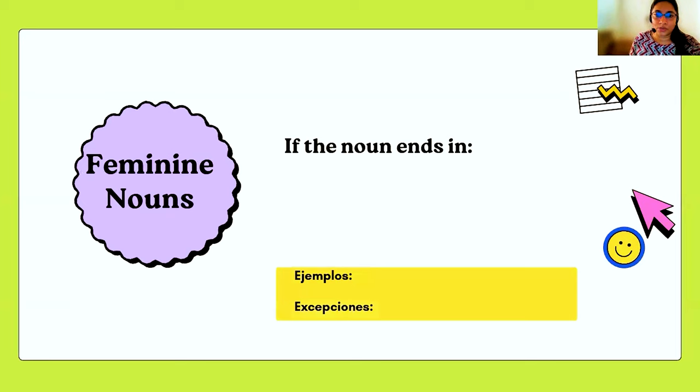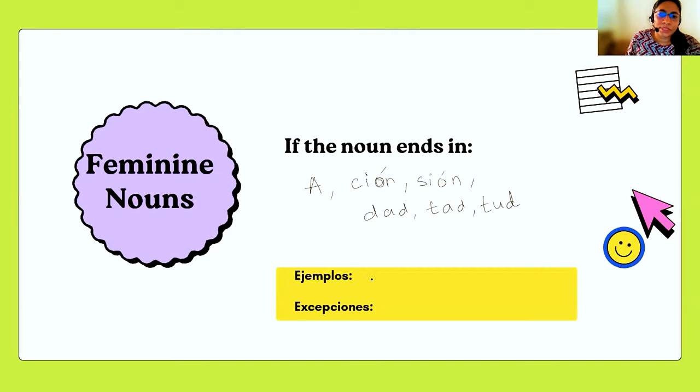Now let's look at feminine nouns. How do I determine if a noun is feminine? When a noun ends in A, ción, C-I-O-N, sión, S-I-O-N, dad, T-A-D, and tud, T-U-D. These are the most common endings for a feminine noun. So when a noun ends in A, ción, sión, dad, and tud, the noun is mostly feminine.